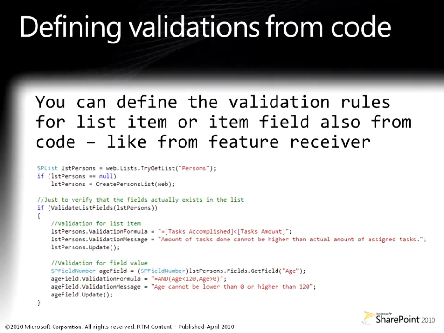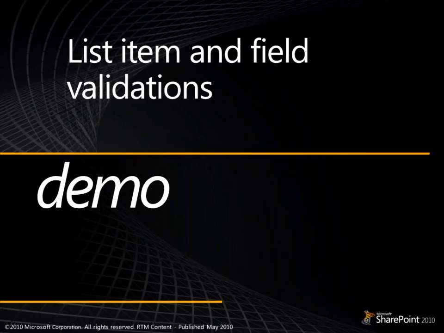Both validation rules for list item and for list item field can be defined also from code. There are easy to use APIs available to manipulate validation settings based on requirements. A good example of the usage would be a feature receiver which is responsible for creating the list in the first place. This way the list configuration can be fully automated when the feature is activated. Let's have a closer look at the list item and field validations from the UI and also how we could automate their deployment using the feature framework.